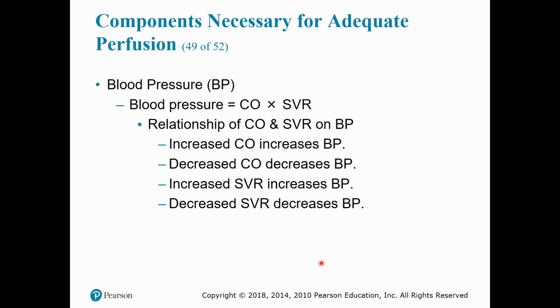So the body's compensation mechanisms are geared toward maintaining pressure inside the vessel and perfusion of the cells. So when it comes to cardiac output and systemic vascular resistance on blood pressure, increasing cardiac output increases blood pressure. Just like increasing your systemic vascular resistance causes an increase in blood pressure. And decreasing cardiac output or decreasing systemic vascular resistance thus causes a decrease in blood pressure.